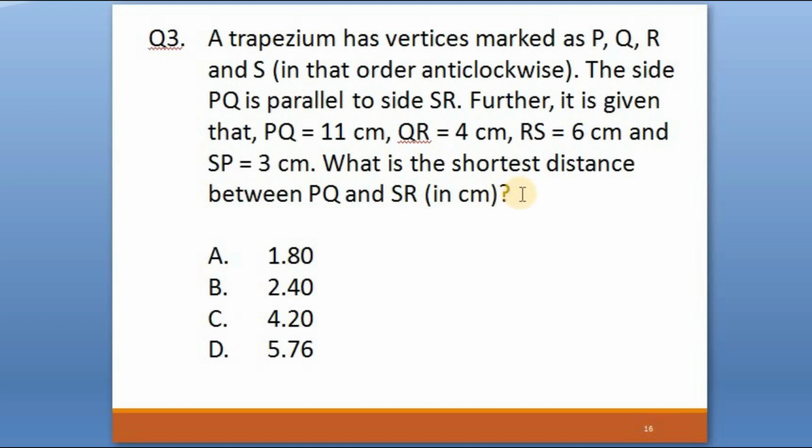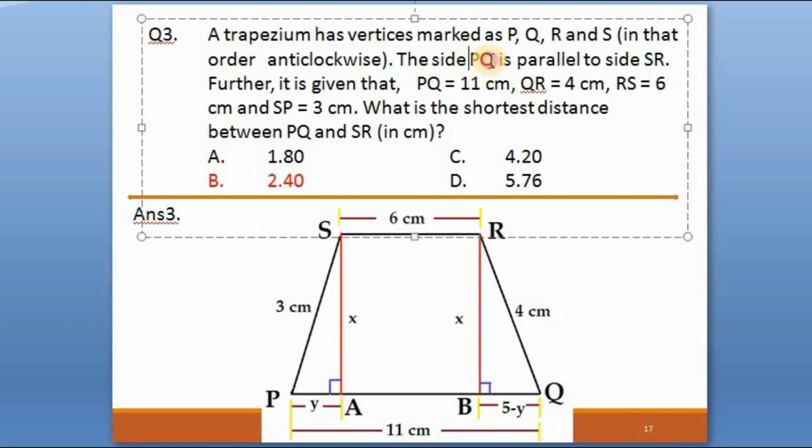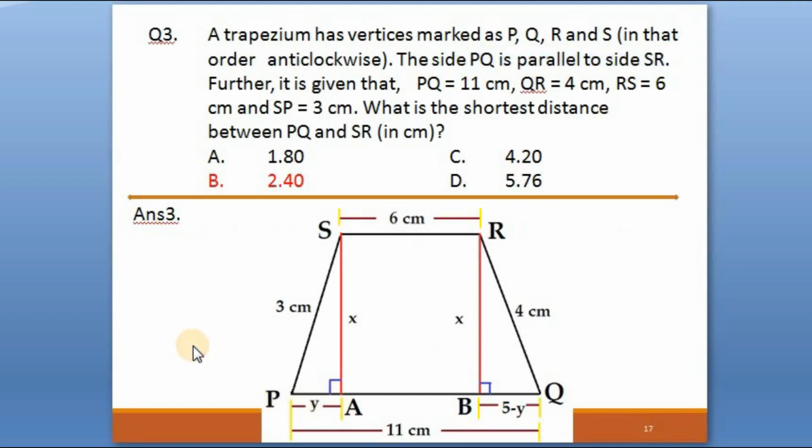So first of all, we have to proceed with the desired shape actually. So we will try to make one diagram out of this statement. So the condition is given that PQ is parallel to SR. So as you see on the screen, PQ is parallel to SR, right? Because it is a trapezium, two sides are parallel.